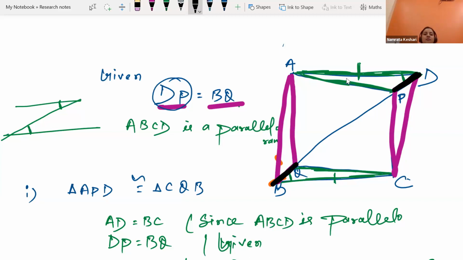What else is the same? Ma'am, AB and CD are parallel, and equal also. So AB and CD are equal. That also we can use, right? We can say BQ is equal to DP, given also. Then we can prove this by SAS.